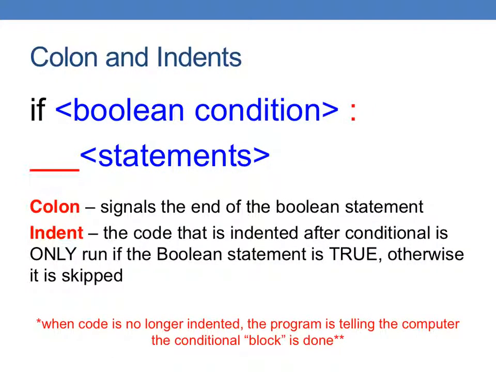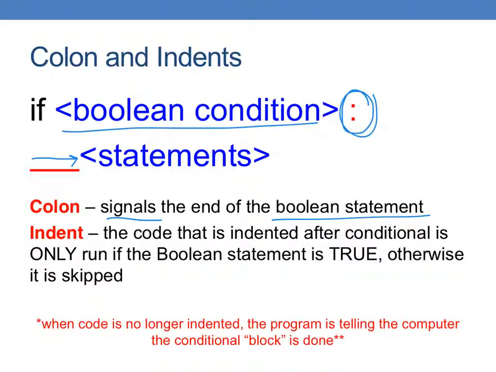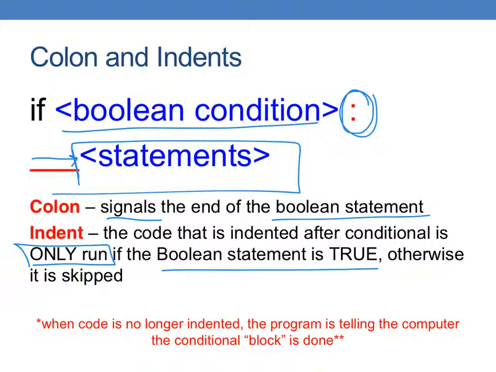A couple other key details about these conditional blocks are that this colon is actually very important. You have to have this colon at the end of your Boolean condition. If you don't, your program is going to throw an error, because this signals to your program that it's the end of a Boolean statement and that it should evaluate whether or not it is true. Then this indent right here: anything that you want to only run if this condition is true needs to be indented here. This indented code, however many statements you have, will only run if the Boolean statement is true. Otherwise, it will be completely skipped.